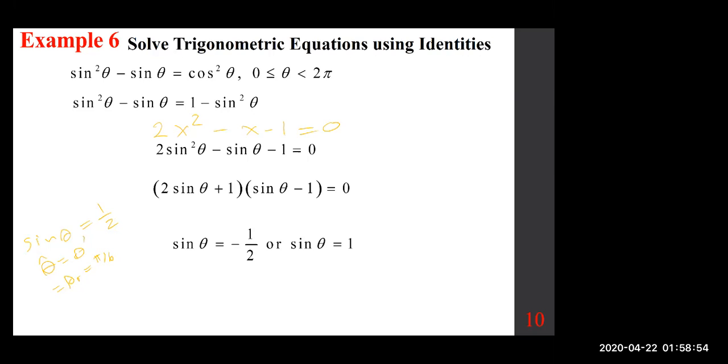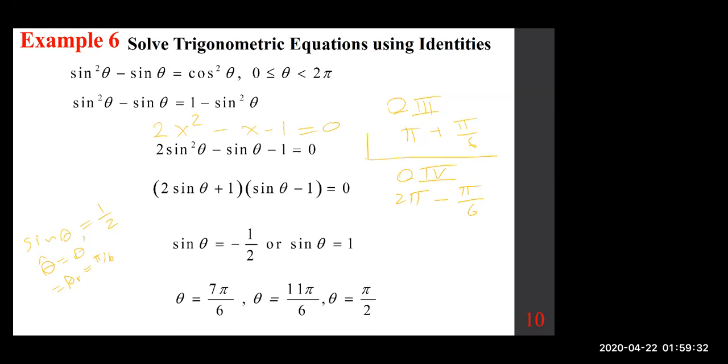I want to make sure. So in quadrant 3, we would say pi plus pi over 6. In quadrant 4, we would say 2 pi minus pi over 6. We have the answer. Sine theta equals 1. When would that be? You should know that. Theta equals? Okay, pi over 2. So these are the answers.